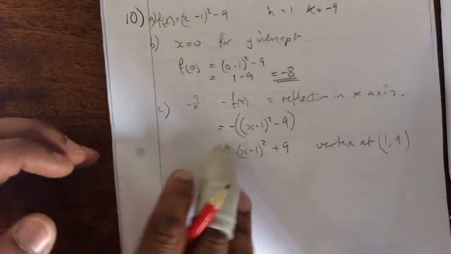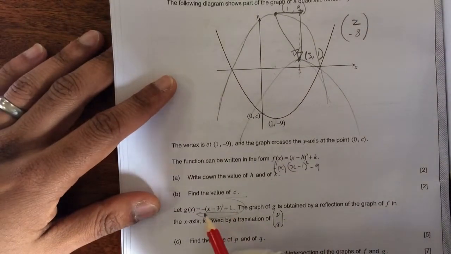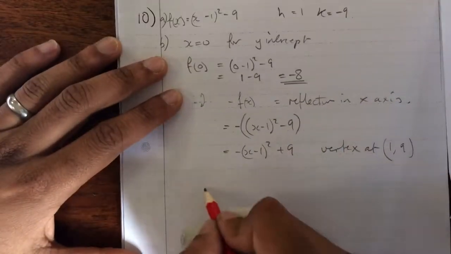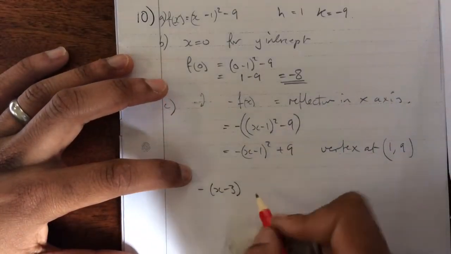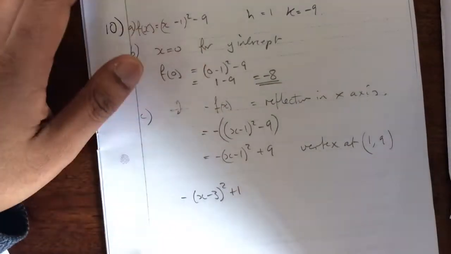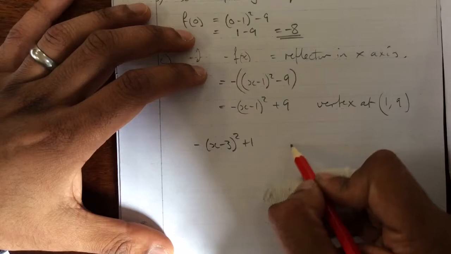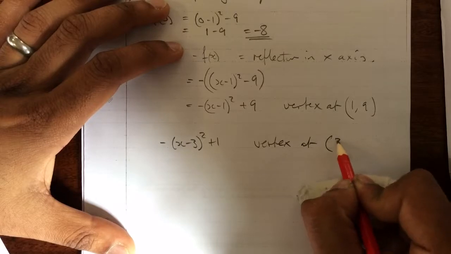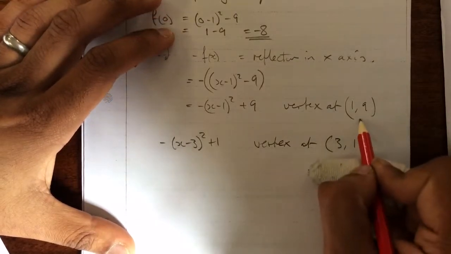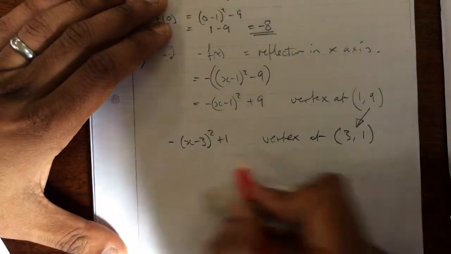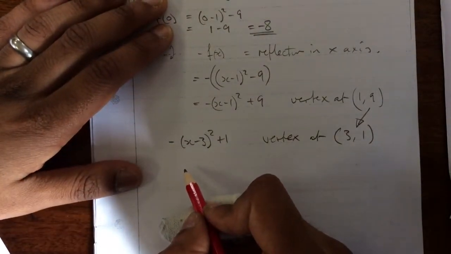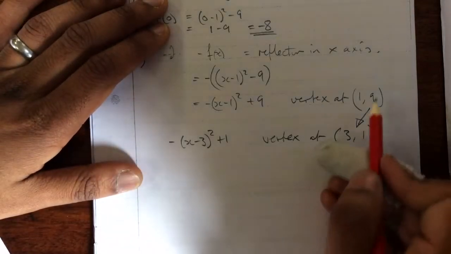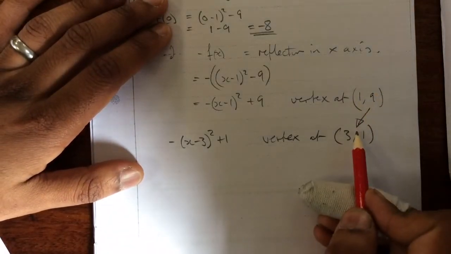Now, we've got our new equation, and our new equation is minus, x minus 3, squared, plus 1. So, if we then take this to be a vertex at 3, 1, we've got to go from that to that. So what we're expecting to see is some sort of approach to saying what is the vector moving from this point to this point here.